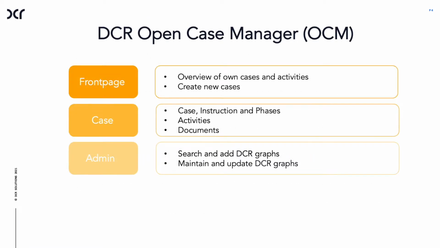DCR Open Case Manager consists of three main areas. First is the front page, where the user has an overview of own cases and activities, as well as the ability to create new cases. There's a case area where the user can view the case, instruction on the case and the phase of the particular case, the activities associated with the case, as well as the documents stored in enterprise content management systems. Finally, there's the admin area where the user can search and add DCR graphs, as well as maintain and update the graphs stored in the system.